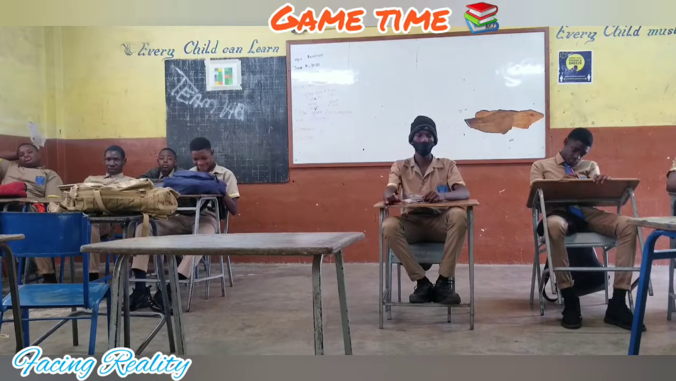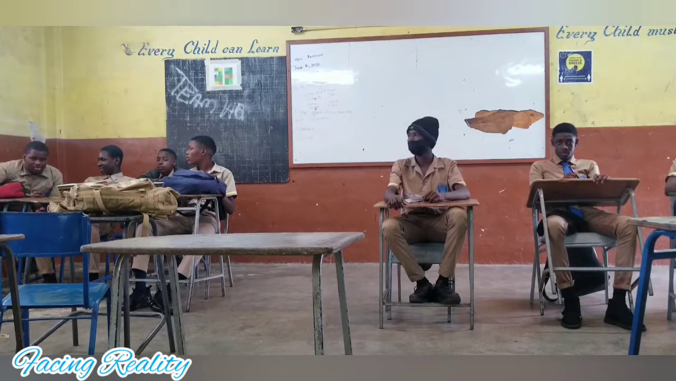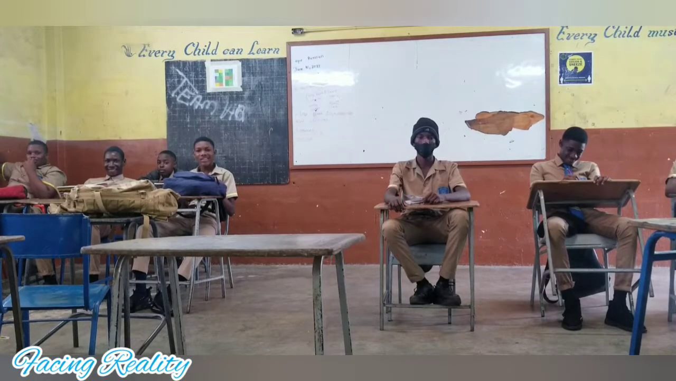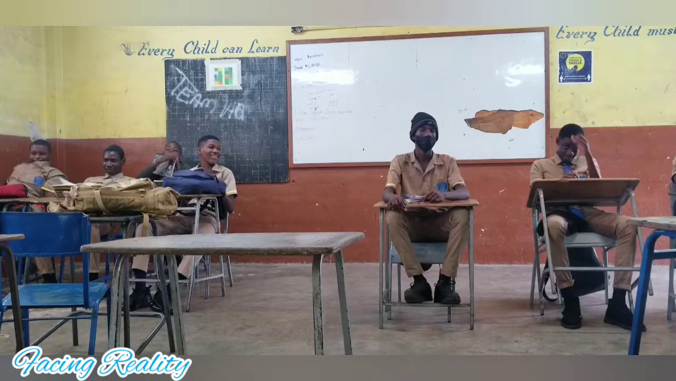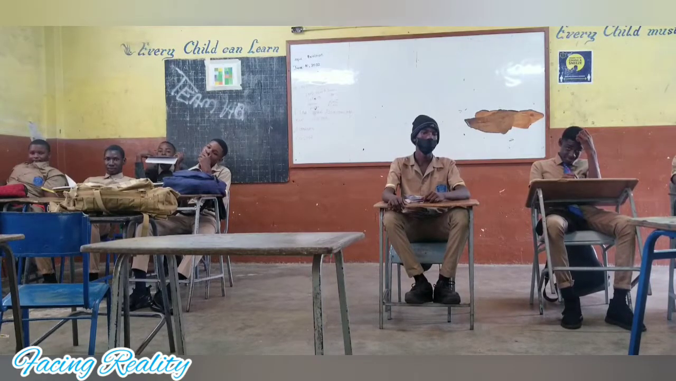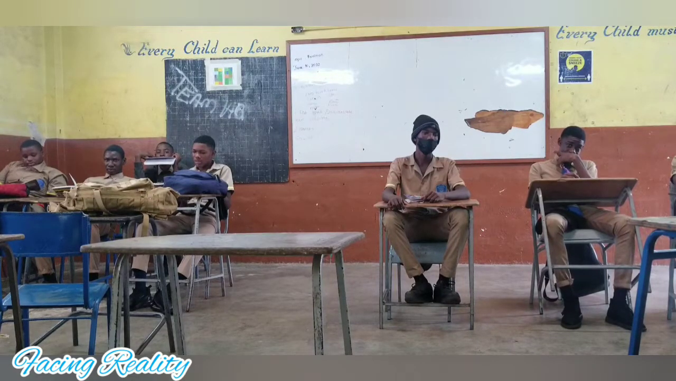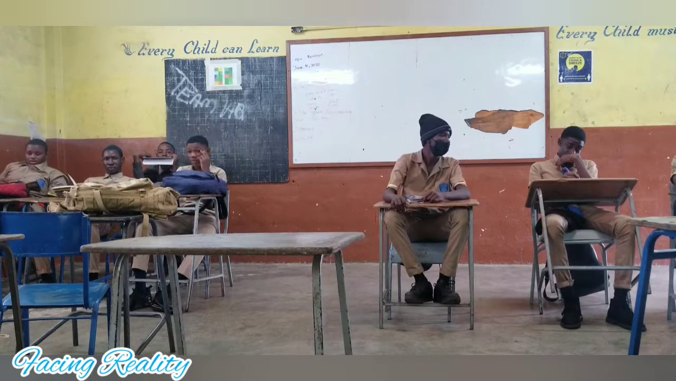The international governing body for cricket is the A, ICC, B, IOC, C, CAC, D, CWI. A, correct. Question 2. What is meant by the term Paralympics? Is it A, a set of games for retired professional athletes? B, competition for individuals with disabilities? C, Olympic Games for children under the age of 12, or D, team sports for all men and women? Team B.